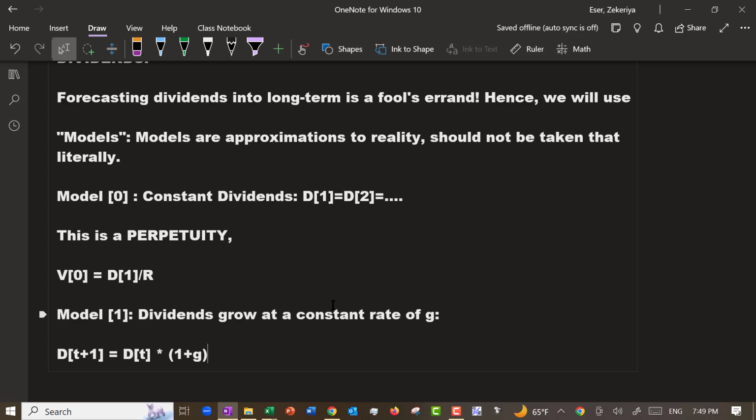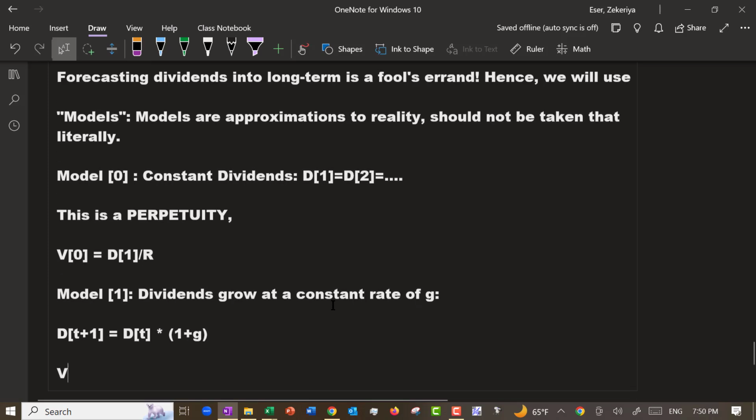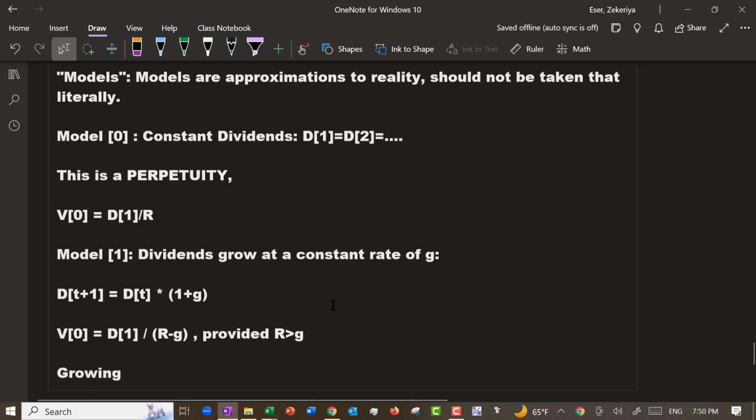Model 2, this is also known as, and we'll do templates for these, a two-stage growth model. Because sometimes firms grow at a very fast rate initially, and then eventually kind of go down. Assume that dividends are known for a few years initially, then grow at a constant rate.